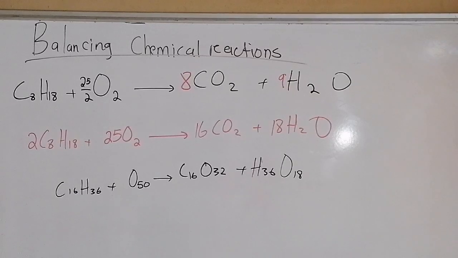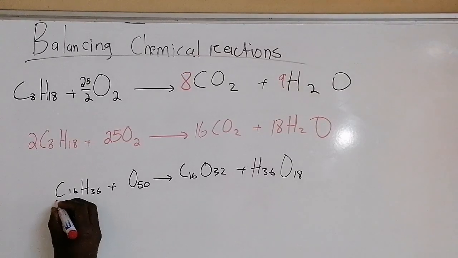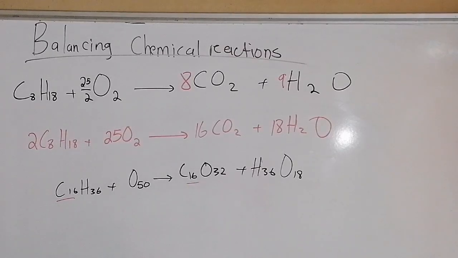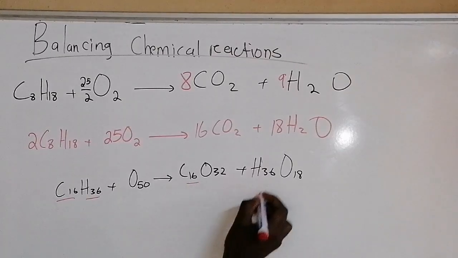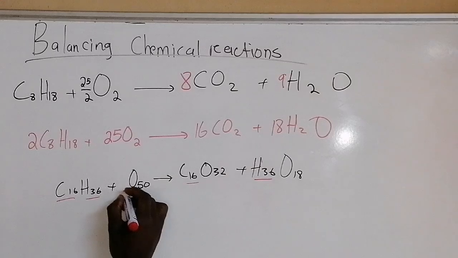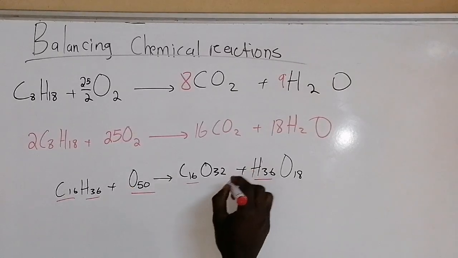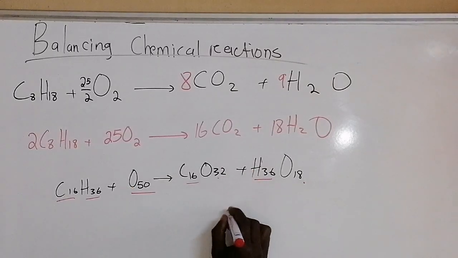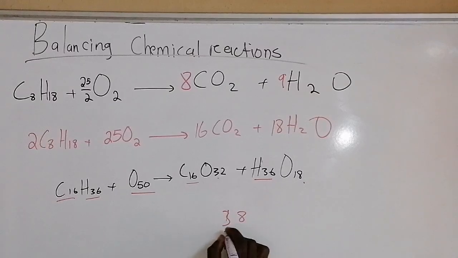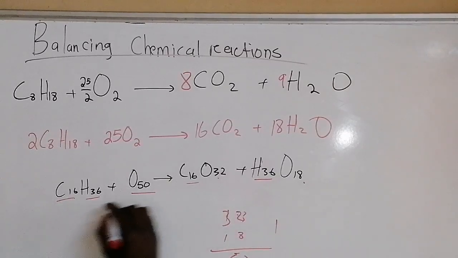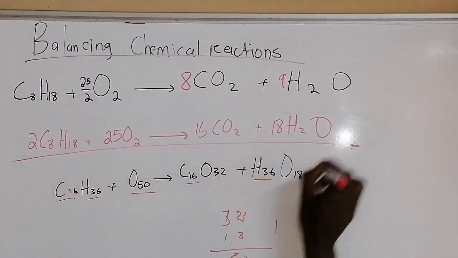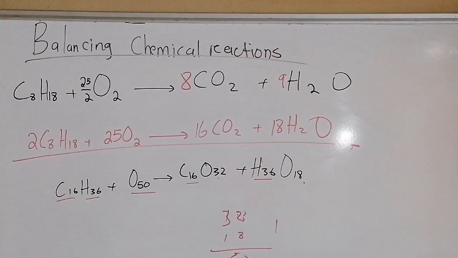Let's check then if the subscripts on the left are equal to the subscripts on the right. We have C16, C16, H36, H36, O50, then add the 32 and the 18. You will get what? 18, you have 10 here, you have 4 and 5, it's 50. Therefore, this chemical equation is balanced.